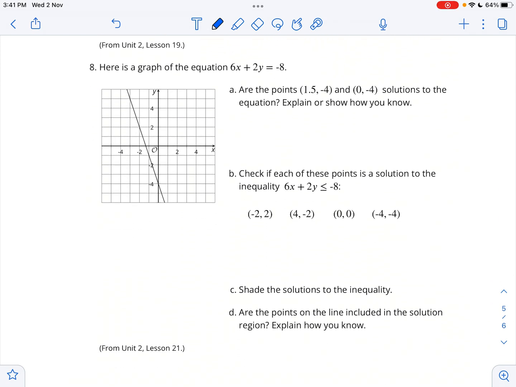Here's a graph of the equation 6x + 2y = -8. Are the points (1.5, -4) and (0, -4) solutions to the equation? Explain or show how you know. I would probably just plug them in and see if it works.